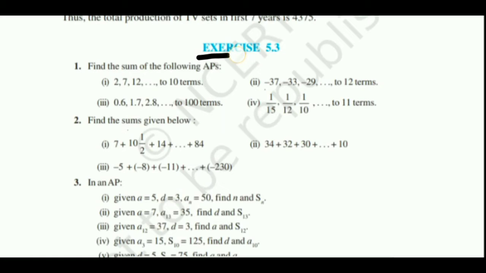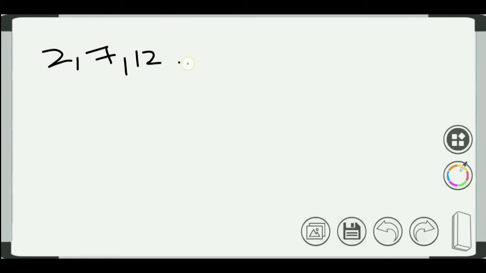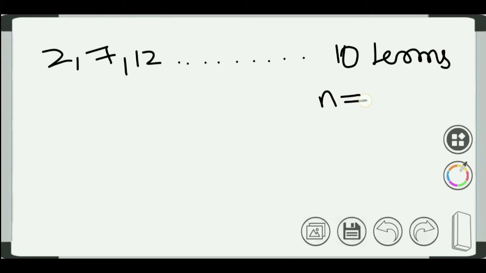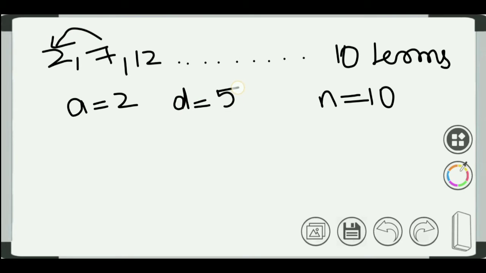Now you can come to your exercise 5.3. First question, find the sum of following APs. Okay, first sub question is 2, 7, 12 up to 10 terms. You need to find the sum of 10 terms of this AP. So given AP is 2, 7, 12, etc. till 10 terms. 10 terms means you can take n is equal to 10. Your a is equal to 2, d is equal to 7 minus 2, 5. So you can apply these values in the formula Sn is equal to n by 2 into 2a plus n minus 1 into d.